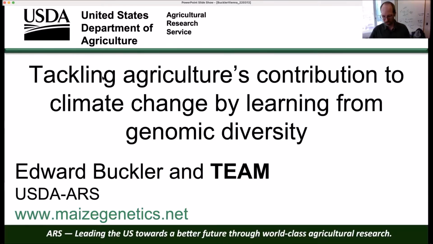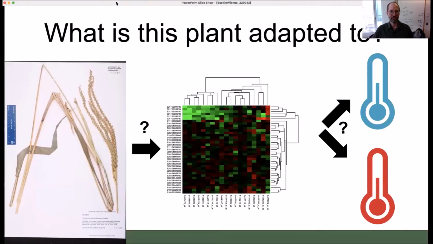So let's get started here. The question that we've been thinking about and struggling with is we know there's a bunch of species out there that are related to our crops, and frequently we see them on herbarium sheets like this. And this is pretty much the only way we can get access to them. But what we want to do is be able to predict what their genes are doing, and from that, whether that is making them more adapted to cold temperatures or hot temperatures or some other type of environmental adaptation.